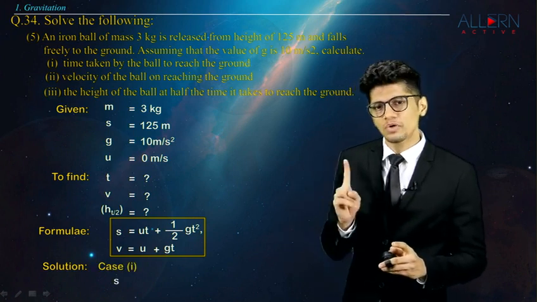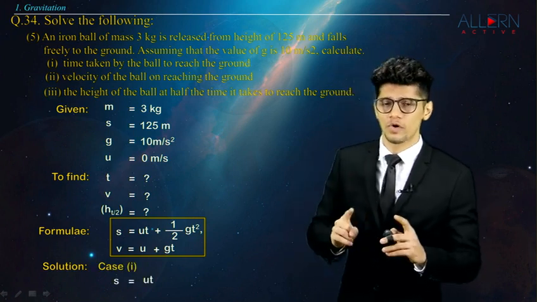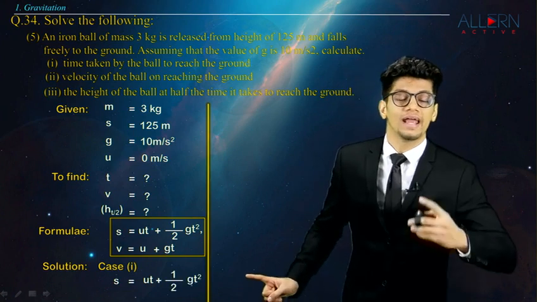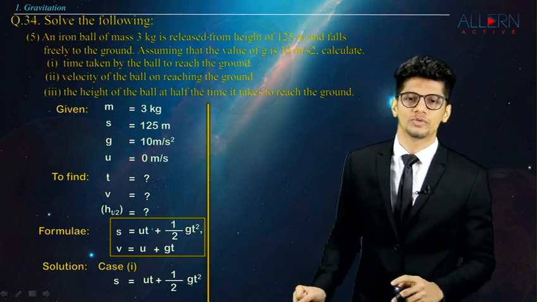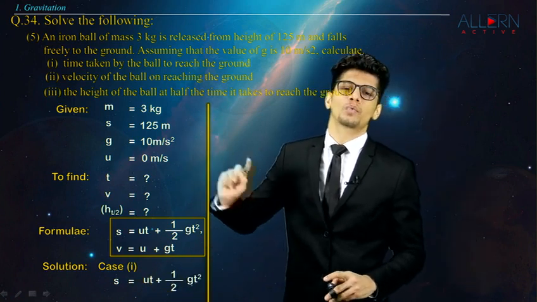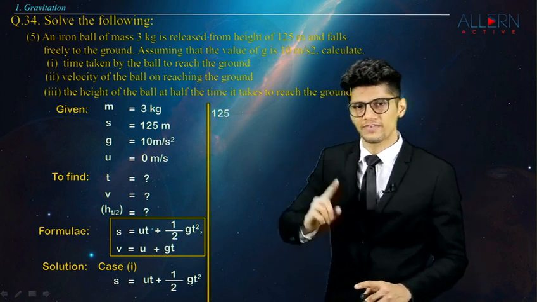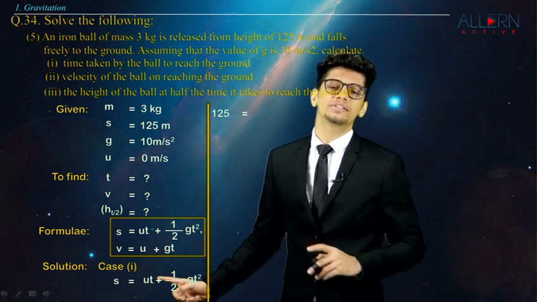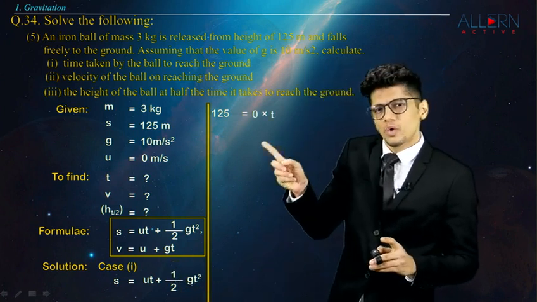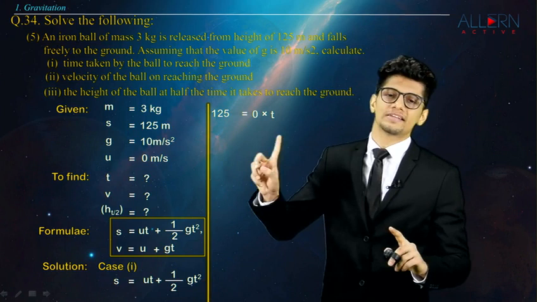So s is equal to ut plus half gt square is the formula. We write the formula s is equal to ut plus half gt square, and then we start by substituting the values. Do we have the value of s? Yes, we have the value of s, that is 125 meters. So we'll write 125 is equal to, now u is 0, right? So 0 into anything will give us 0. So we'll write 0 into t. As of now, you can directly write 0 as well.